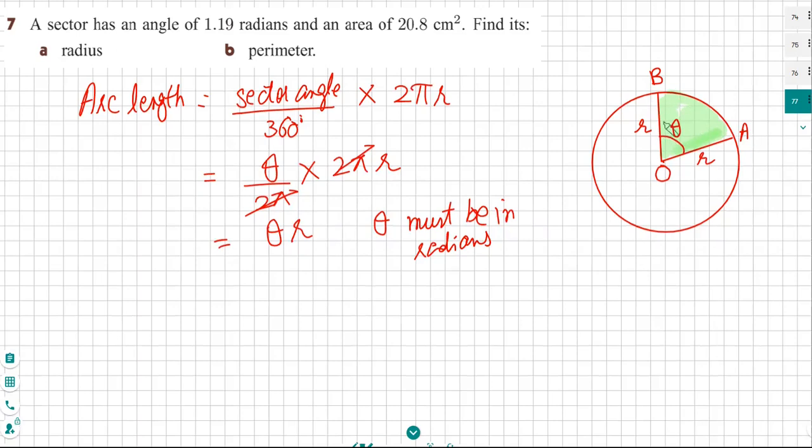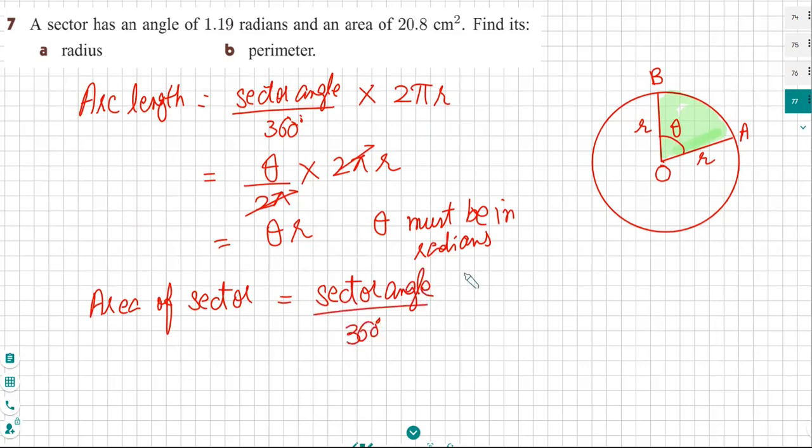Next is the area of the sector. The area of the sector is the region bounded by this sector. Its formula is almost similar. This part is the very same; you just have to change 2 pi r to the area of the circle, pi r square. So area of sector will be equal to, again, sector angle divided by 360 degrees, multiplied by the area of the circle, which is pi r square.